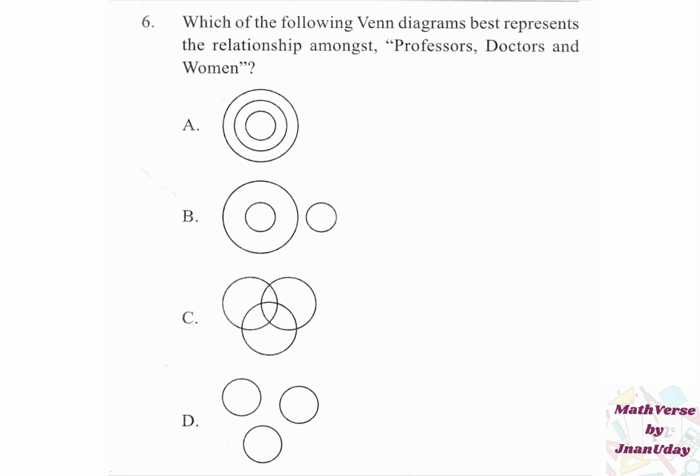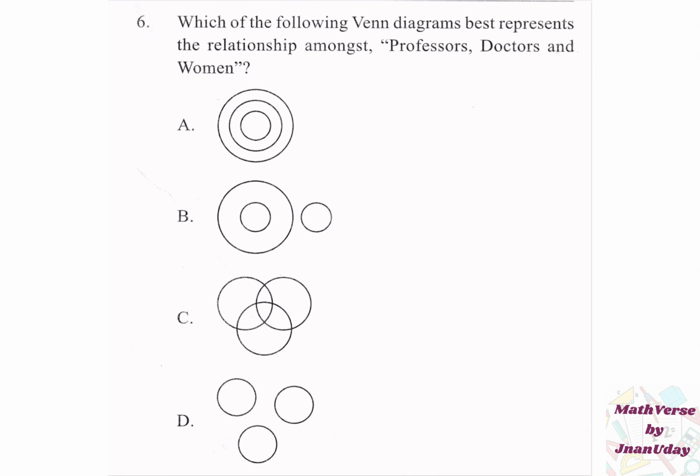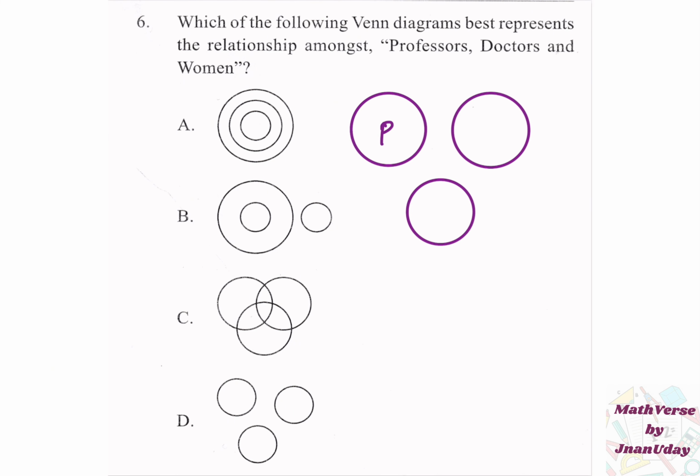So question number 6 is, which of the following Venn diagrams best represent the relationship amongst professors, doctors and women? And answers are given in circles. So let us first take 3 circles: professor, doctor and women. Okay, so how can be the relationship? So there is a possibility that women can be professors, okay, women can be doctors, and women can be both professors as well as doctors. Right, all the 3 possibilities are there.